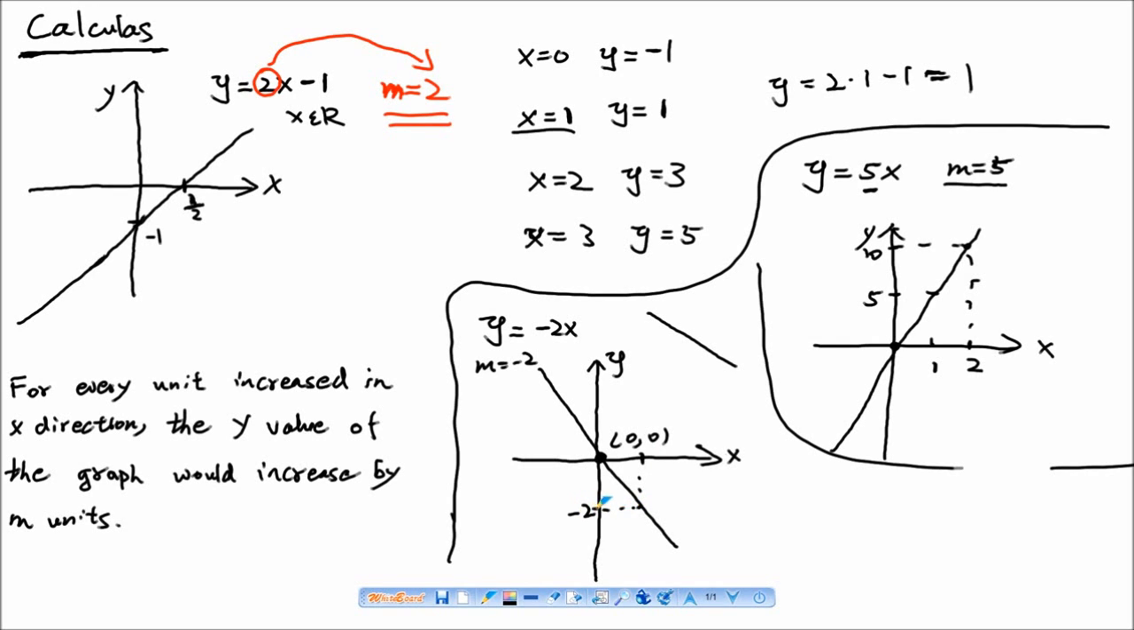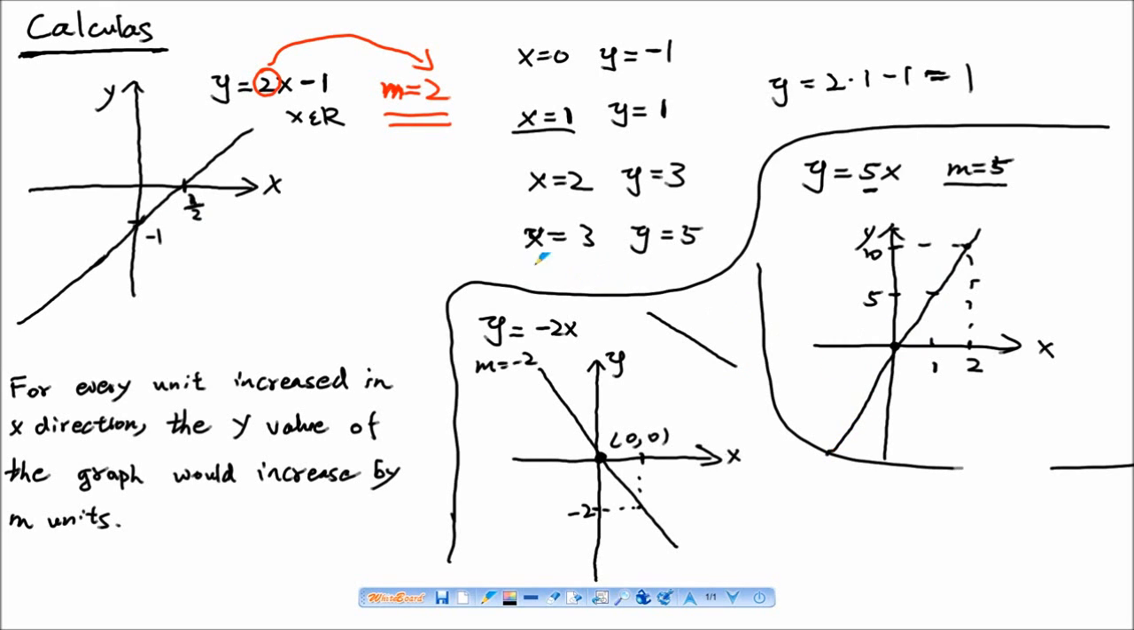Because the gradient is minus 2. And from this graph, when we look at the graph of straight lines, what we can say is that the gradient of a straight line is constant. No matter what your x value is, it has a constant gradient. So at any point on a straight line, the gradient is constant.